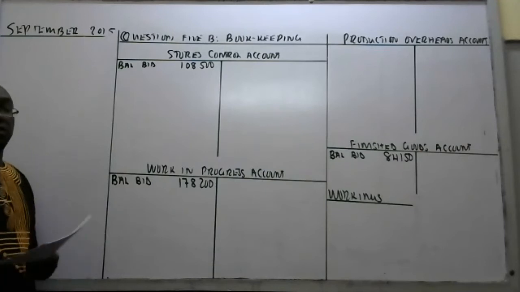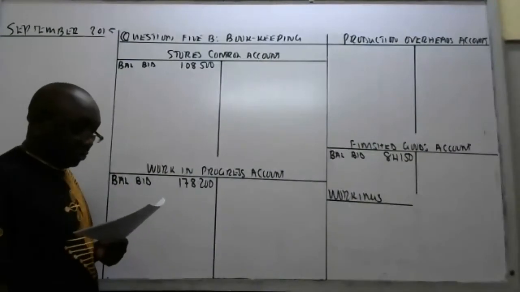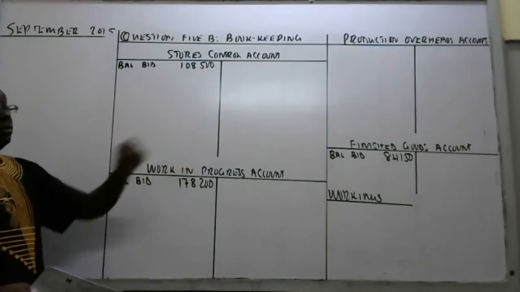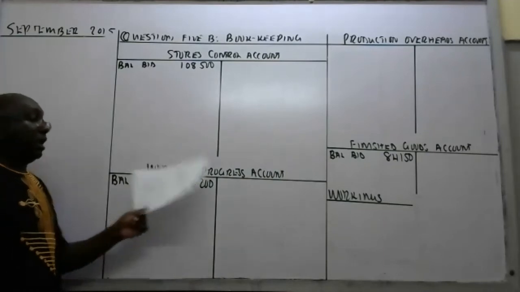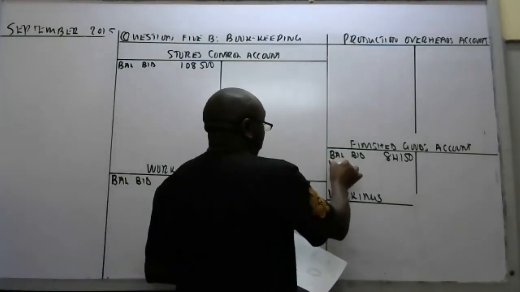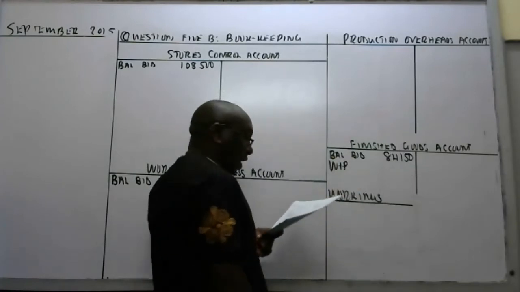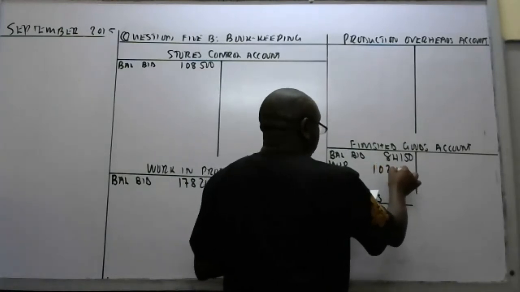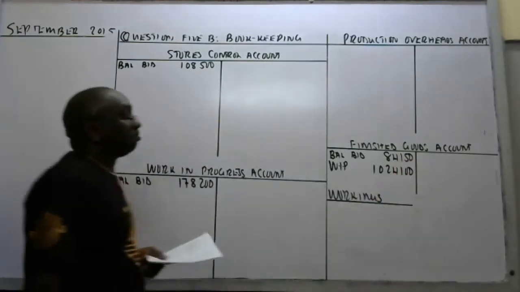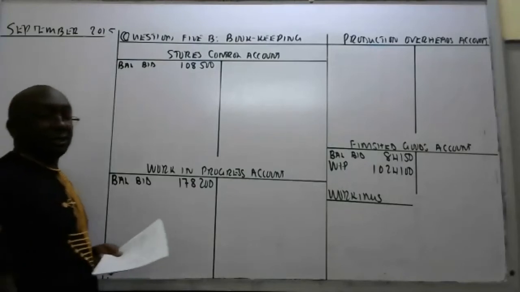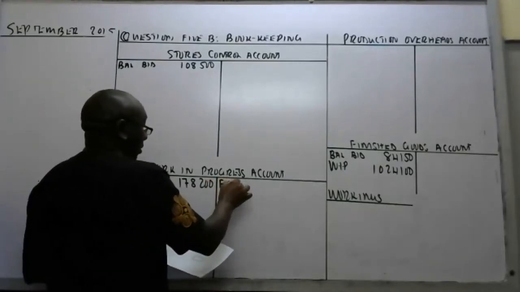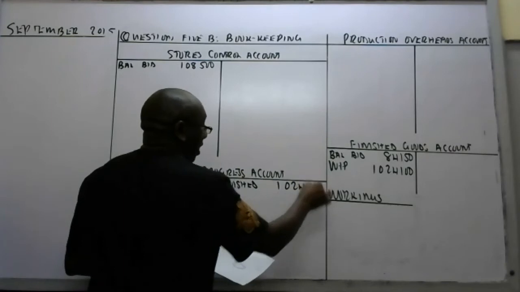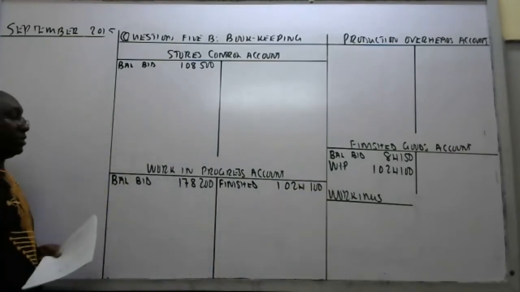We are told cost of finished goods. So those are goods that were finished in the work in progress and they were taken to the finished goods account. So you debit the finished goods account because of work in progress, 1,024,100. Then you go to the work in progress and you credit it because of finished, 1,024,100. That is what was finished.